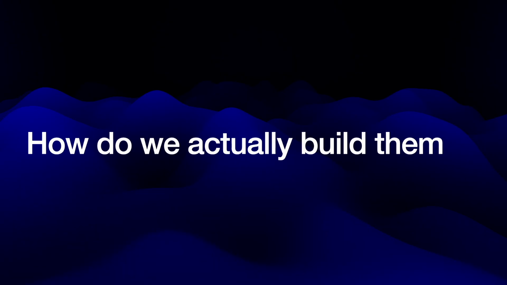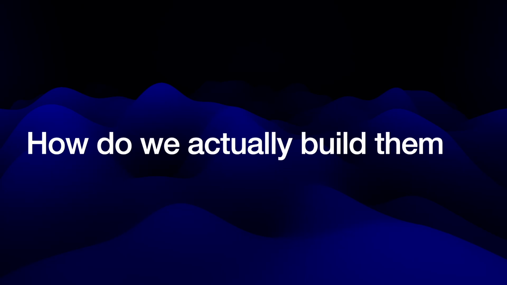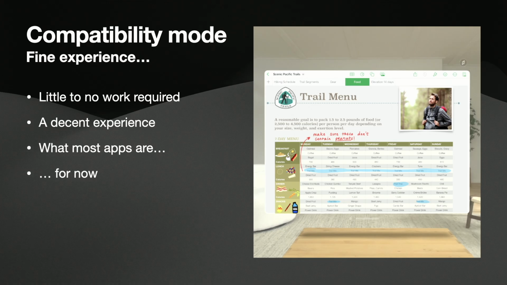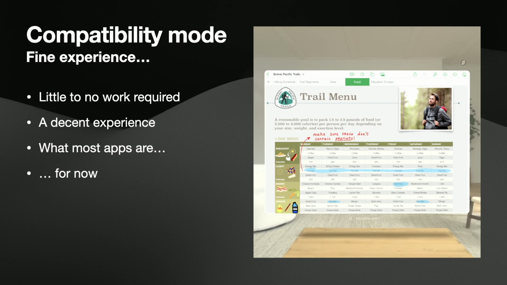So how do we actually build them? What are our options as developers to take our existing apps and put them in visionOS? The first is compatibility mode, and it's an okay experience. It's little to no work on your part. In fact, visionOS launched with 1 million apps on day one, and they get to that number by opting everyone into compatibility mode unless you then go in and turn it off.